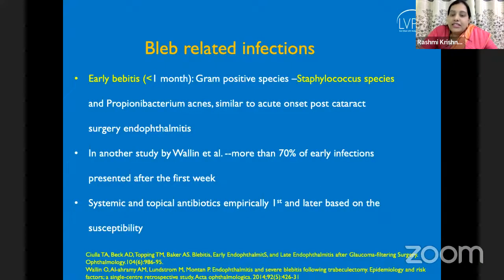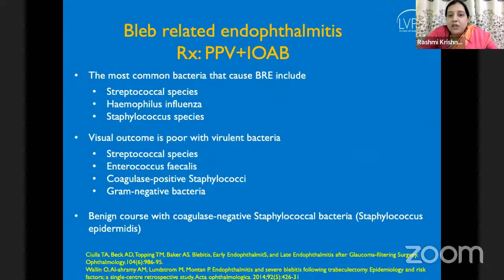Early blebitis, less than 1 month, is most commonly caused by Staph aureus, which is similar to acute post-op endophthalmitis, and usually occurs after 1 week. Basically, we treat with systemic and topical antibiotics empirically and then based on the susceptibility. If it is endophthalmitis, it is more severe and sight-threatening, and we do pars plana vitrectomy and intraocular antibiotic, and then treat based on the susceptibility.